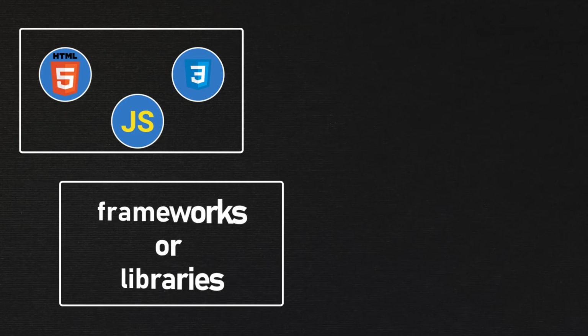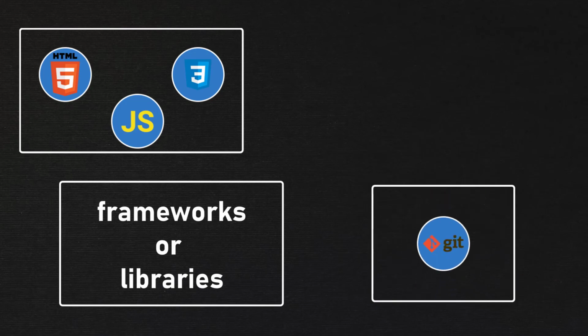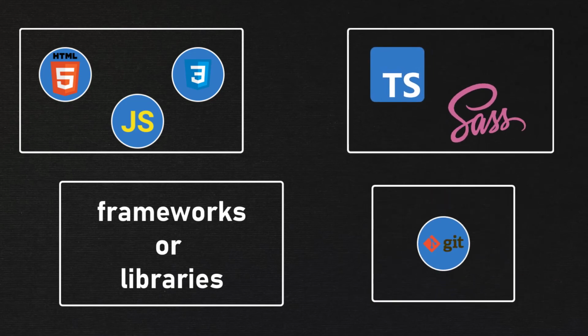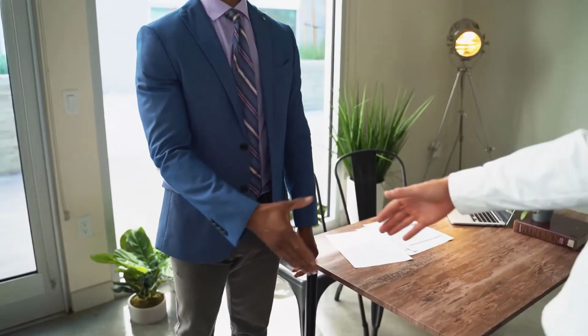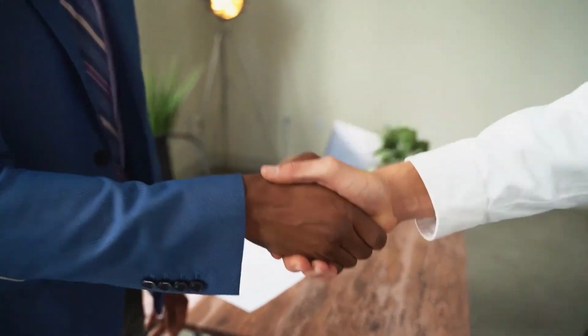So, to summarize all, first, you need to learn HTML, CSS and JavaScript and understand them quite well before you start learning frameworks or libraries. After that, you can learn about version control systems like Git. There is a link in the video description to learn about Git. Learning TypeScript and Sass gives you the upper hand over others. These are the absolute requirements you will find in any job description.